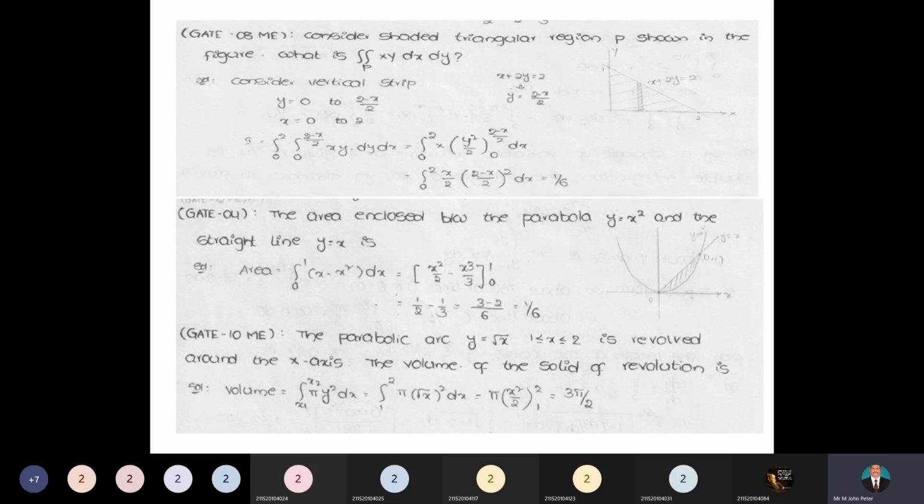Now expand this one, 2 minus x whole divided by 2 whole square. Numerator as a minus b whole square expansion, denominator 2 squared is 4. Then multiply x inside. In the form of x and constants, integrate with respect to x, then apply the limit 0 to 2. Upper limit 2 first minus lower limit 0, no value. Simplifying those values, you will get 1 by 6.